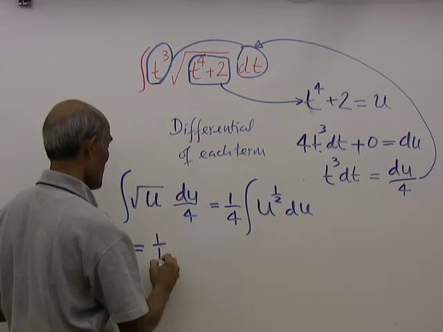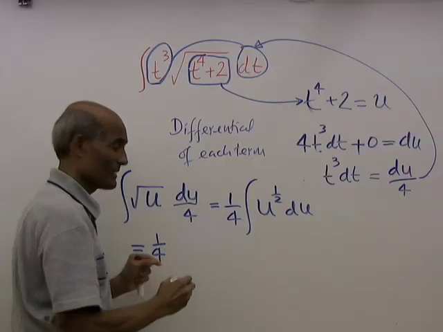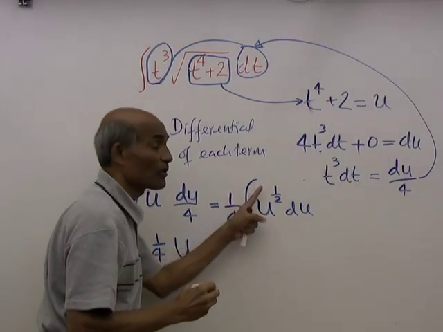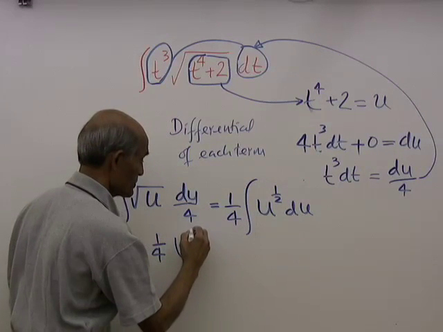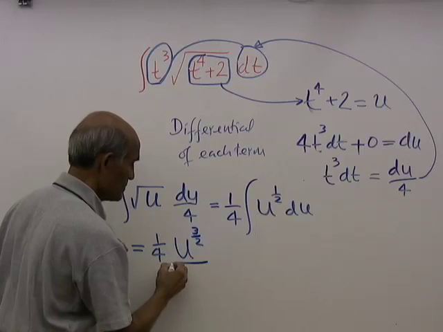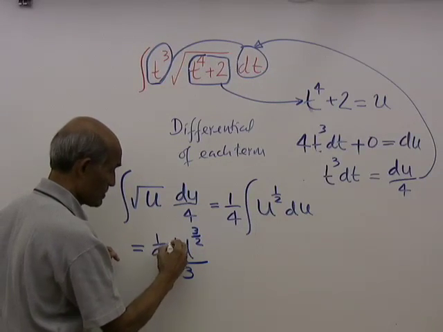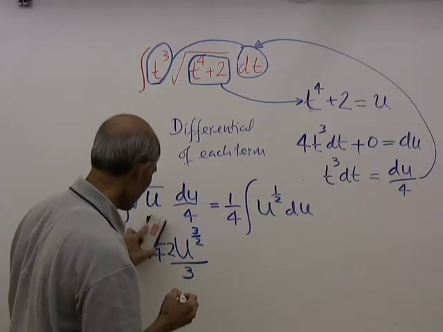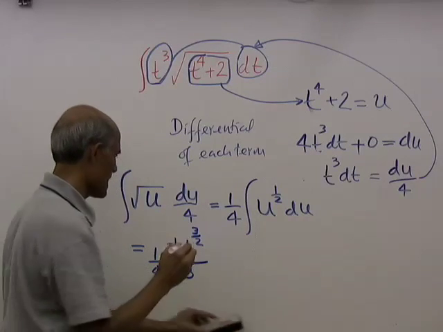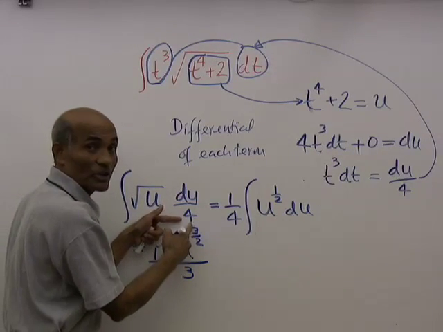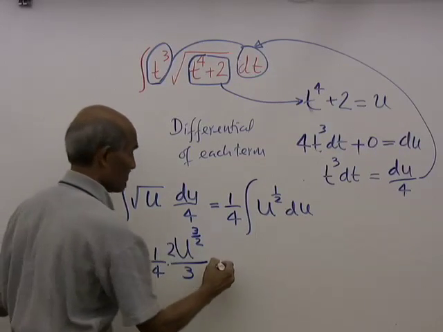That will be 1/4 of, what is the integral of u to the power of 1/2? It will be u to the power of 1/2 plus 1. What is 1/2 plus 1? It's 3/2. u to the power of 3/2 divided by 3/2. The 2 will go up. Let me write that 1/4 in its proper form. It'll be 1/4 times u to the power of 3/2 divided by 3 divided by 2. The 2 goes up. Plus c.